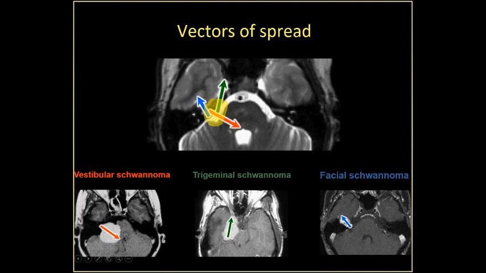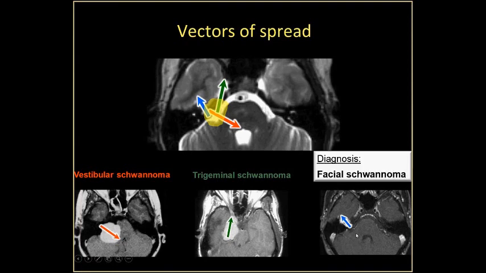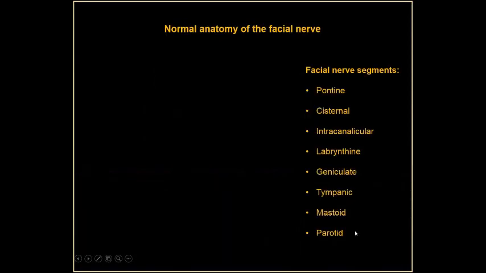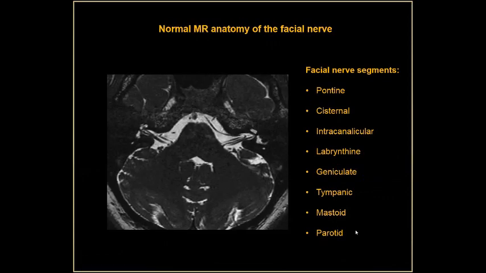The schwannoma extended in that direction along the course of the facial nerve. And so the diagnosis here was a facial nerve schwannoma. So let's take a minute here to look at some normal anatomy of the facial nerve, because this is a topic that often confuses residents.